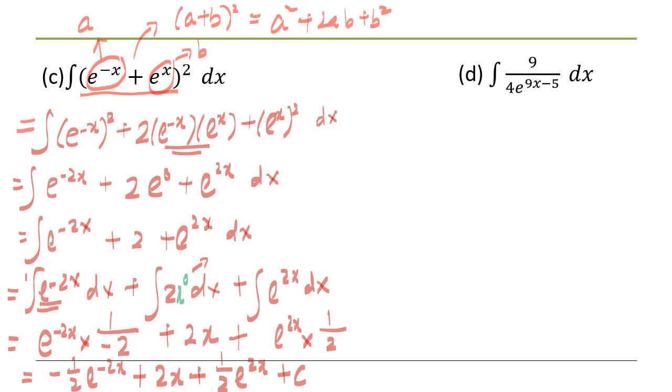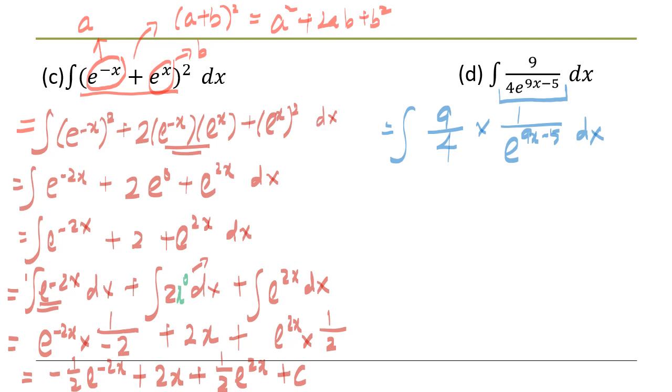Okay, so in this example here, you can see that you have to understand the formula correctly so that you can apply it correctly. Alright, so if you look at part D, likewise you see that you can't apply the formula directly because this is not e to the power of something. It's actually something over e, right? So what we're going to do is separate it into like this: 9 over 4 times 1 over e to the power of 9x minus 5.